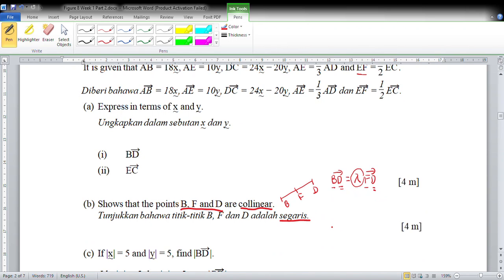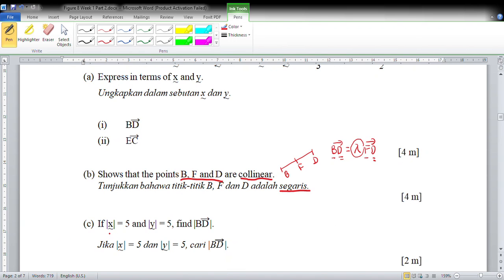Okay, next part. You are given the length of vector x and the length of vector y, and you are asked to find the length of BD. Here you will be using Pythagoras theorem to solve. So we need to know what is BD. So you can see in part A, we'll be looking for BD and later we'll use the same here. Okay, so now let's go ahead and solve this problem.